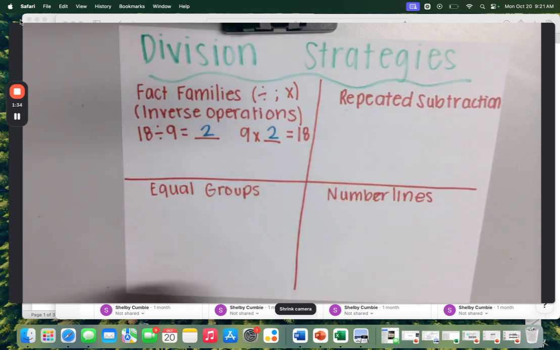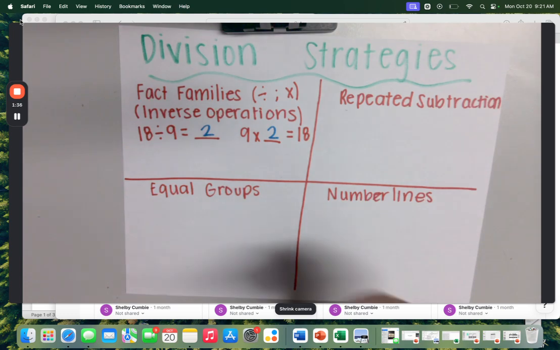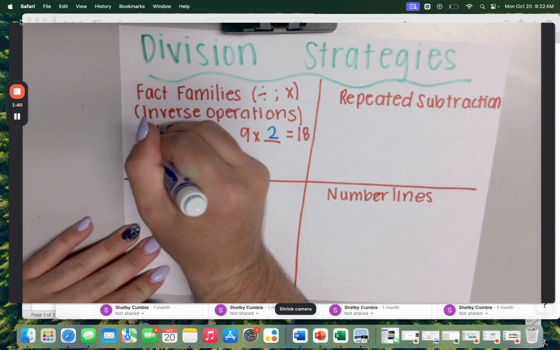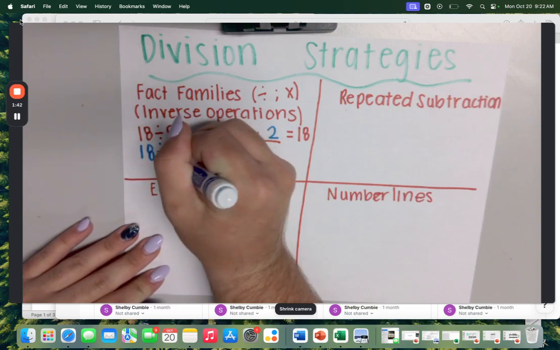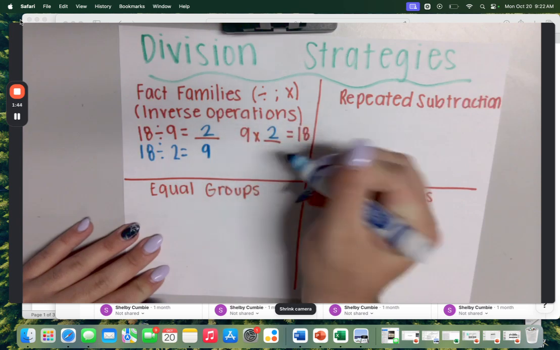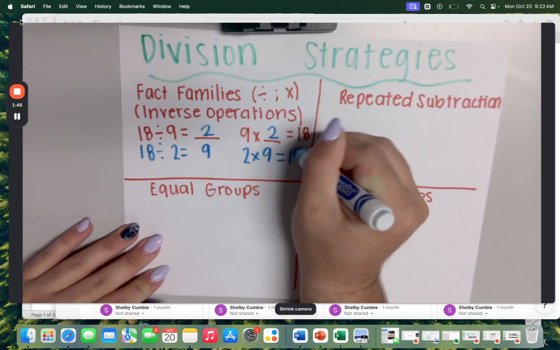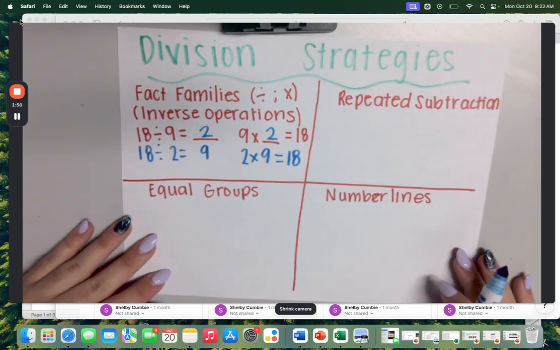When I make my fact family, again, just like multiplication, addition, and subtraction, you use the same numbers. And that's your fact family.